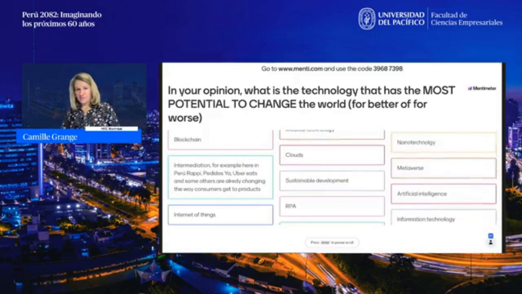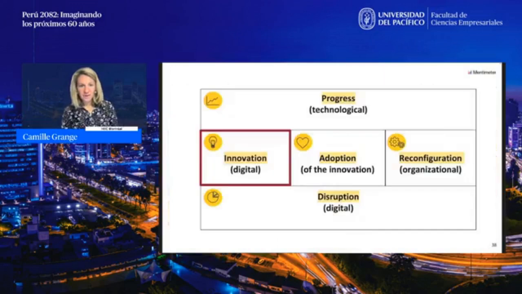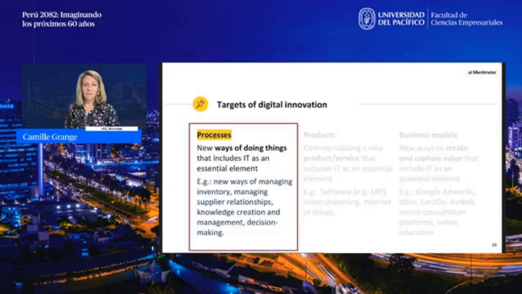All right, we'll go back to the presentation now. Thank you for sharing. How do I go back? Maybe here. All right. So, continuing our coverage of the canvas, let's move to the digital innovation component. If you want to exploit the technological progress we just discussed, and if you want to be a digital innovator, you can think of three key targets for that innovation.